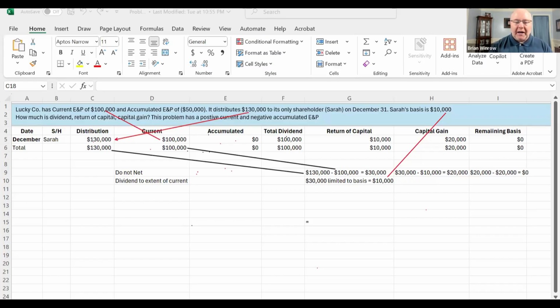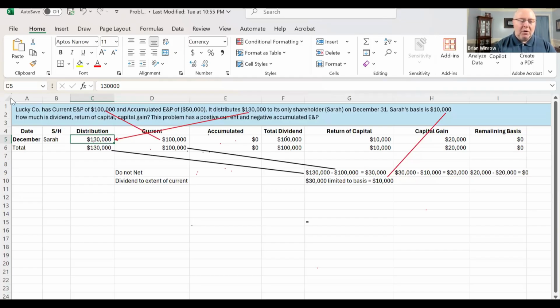And again, this is telling us we have a positive for current and a negative for accumulated. All right. So one distribution date of December 31st, and we have one shareholder, which is Sarah. Okay, this is going to make it a little bit easier for us, right? So let's go ahead and look at this. We know that when we have a positive in current and a deficit in accumulated, we're going to ignore our accumulated portion. We don't net them together.